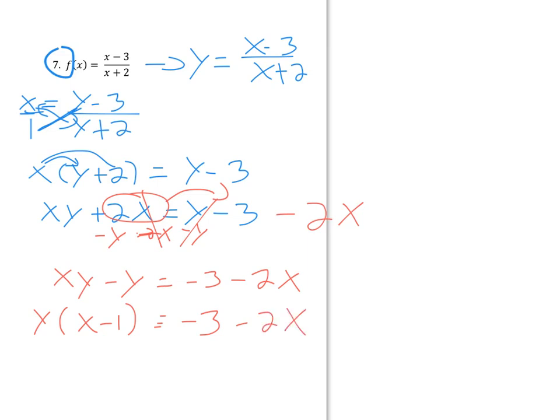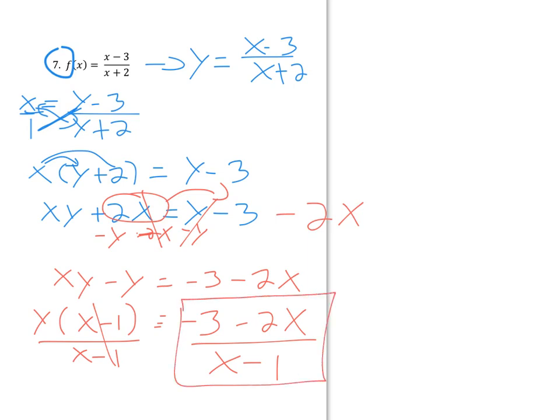And then to get this y by itself, we're just going to divide both sides by x minus 1. That cancels. Divide this by x minus 1. And then that right side, that's our answer right there. So this, the negative 3 minus 2x over x minus 1, this is the equation for the inverse function.